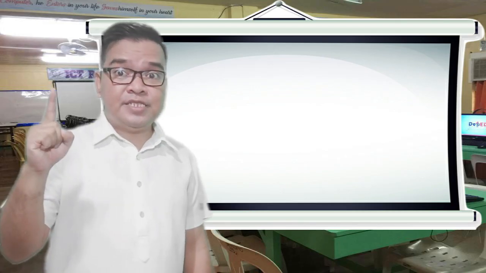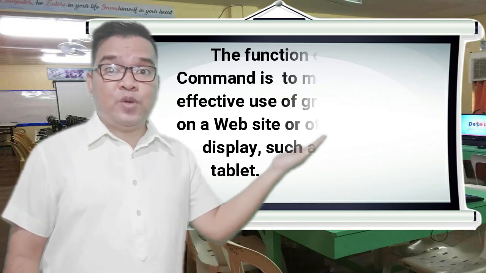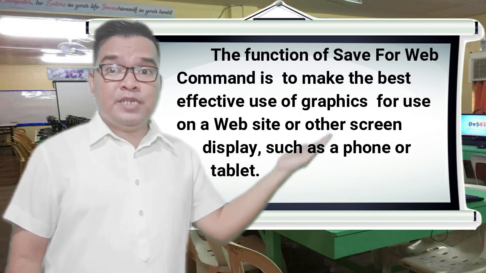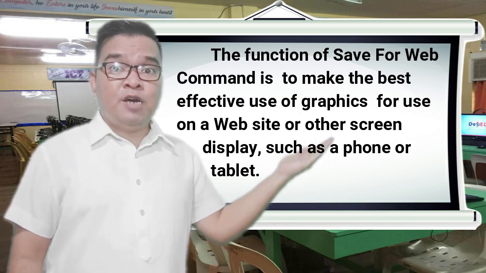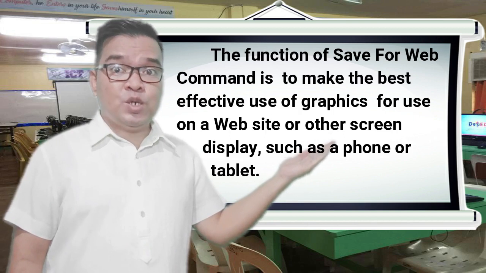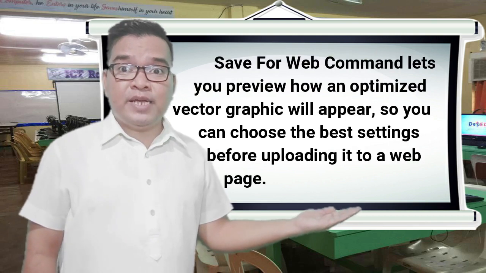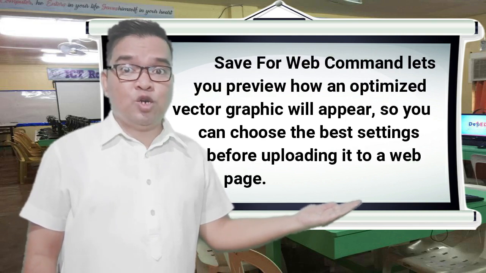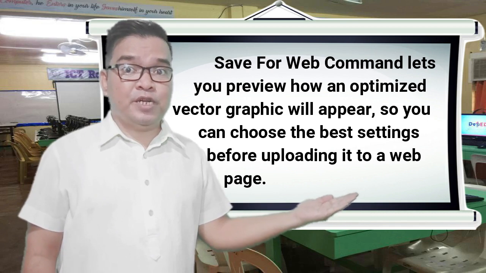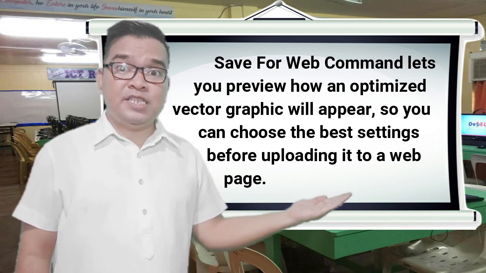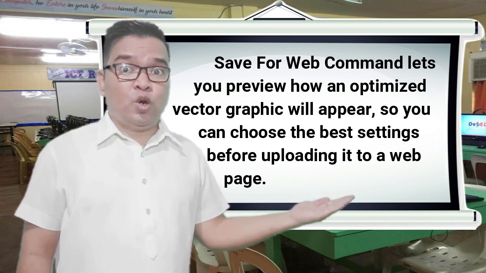On the other hand, the function of Save for Web command is to make best effective use of graphics for use on a web page or other screen display such as a phone or a tablet. Save for Web command lets you preview how an optimized vector graphic will appear so you can choose the best settings before uploading it on a web page.